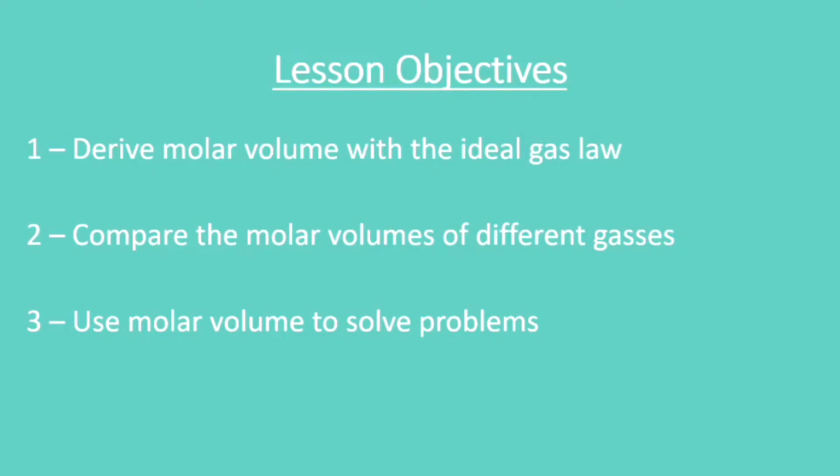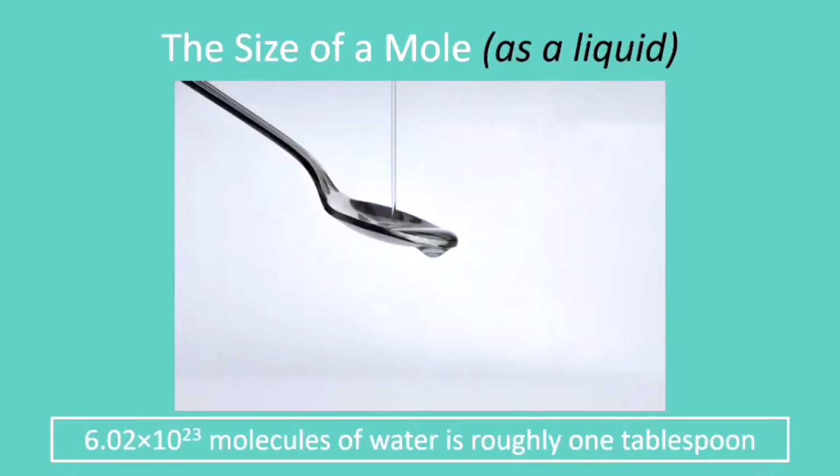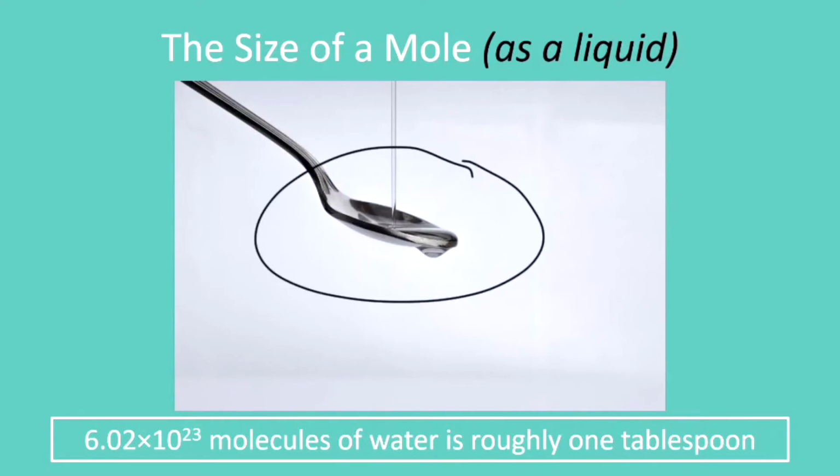In this lesson, we'll derive molar volume with the ideal gas law, we'll compare the molar volume of different gases, and use molar volume to solve some problems. But first, what is this molar volume thing? We'll begin to think about that by looking at a tablespoon of water. Now, this is liquid, but in a tablespoon, there's approximately 6.02 times 10 to the 23rd molecules of water.